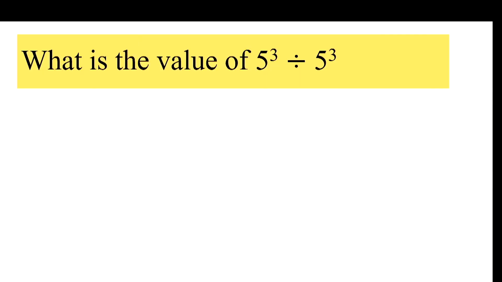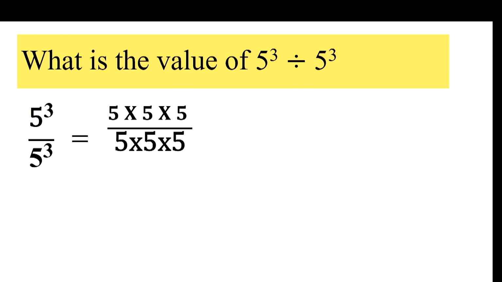Now, let us learn one more type of example under the title numbers with exponent 0. What happens if the numbers have exponent 0? To understand this, let us go with an example. What is the value of 5 cubed divided by 5 cubed? Let us find the answer. 5 cubed divided by 5 cubed is equal to, in the numerator 5 is repeated 3 times, that is 5 into 5 into 5 we have to write.